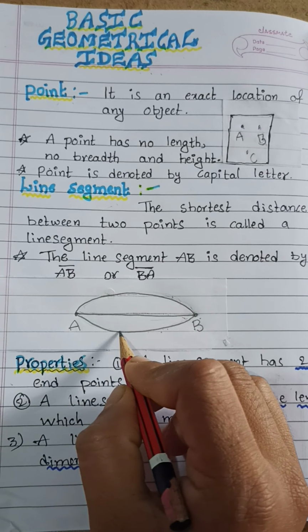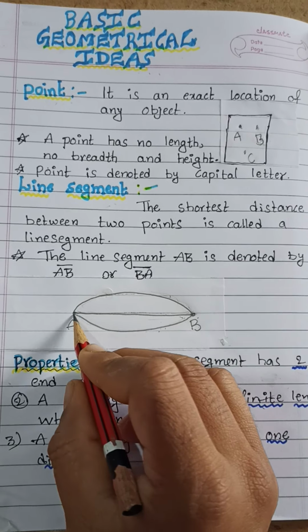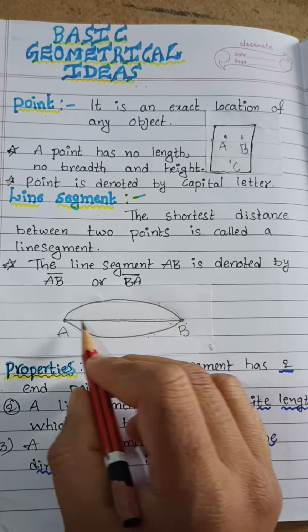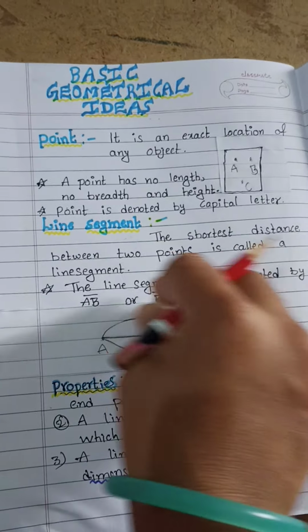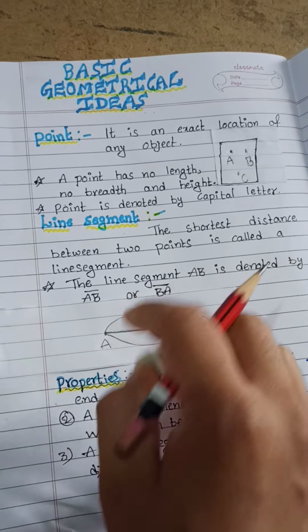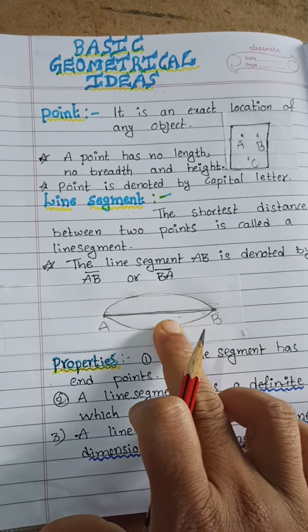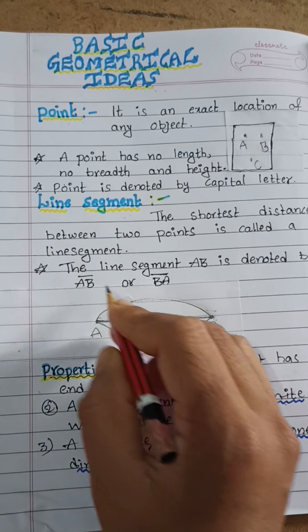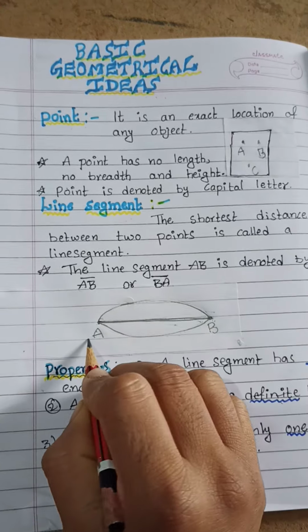Middle one among these 3, this one is the least possible distance between A and B. The shortest distance between 2 points is called a line segment. The line segment AB is denoted by AB bar or BA bar.